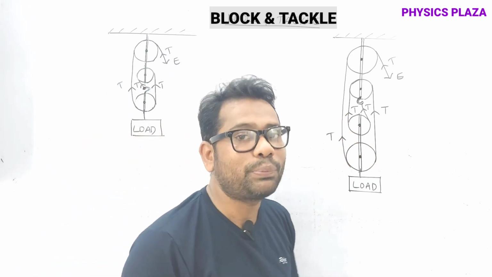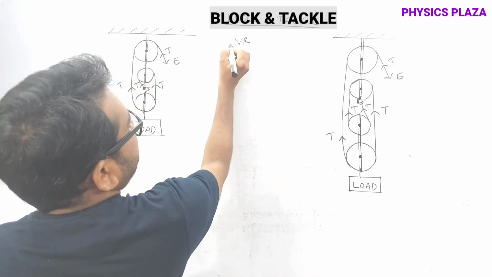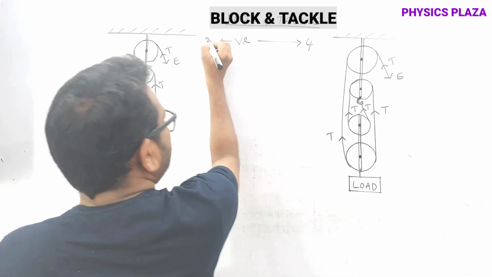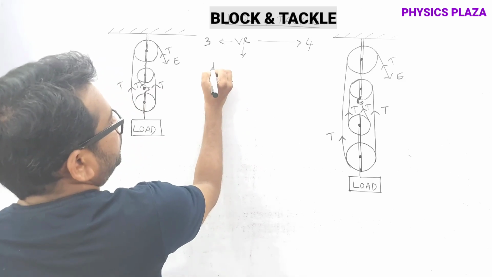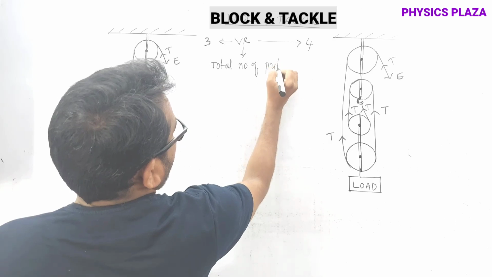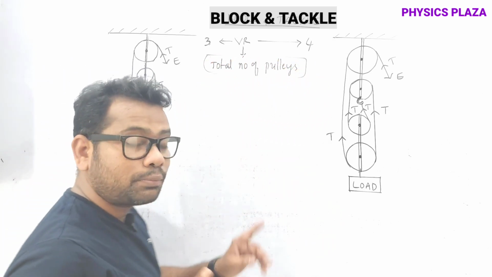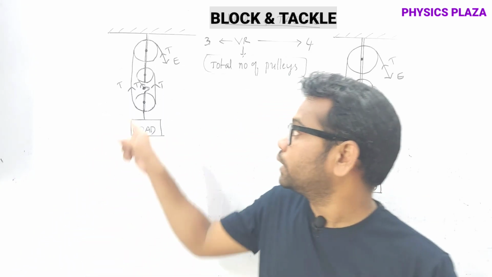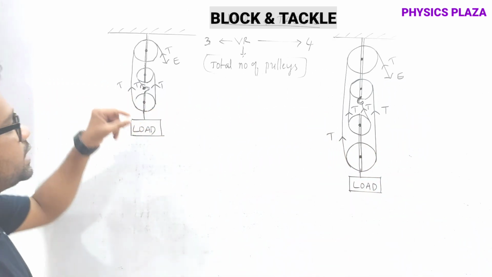Now let us calculate the mechanical advantage, Velocity ratio. The simple thing is that in this case Velocity ratio is 3, and in this case Velocity ratio is 4. Make a note: Velocity ratio is the total number of pulleys. In the exam they will directly ask: draw the block and tackle system with Velocity ratio 4, Velocity ratio 3. Velocity ratio 3 means you should take 3 pulleys. Velocity ratio 4 means you should take 4 pulleys. Clear? Fine, children.